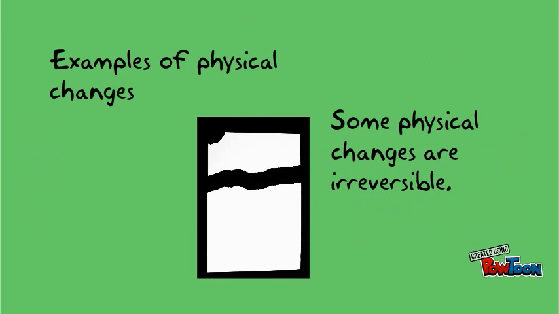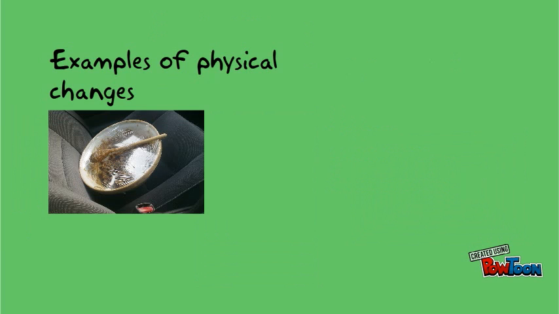Ripping paper, it's still paper, so it was a physical change. It is important to note here that some physical changes are irreversible. And then finally, another example of a physical change could be mixing some things together.